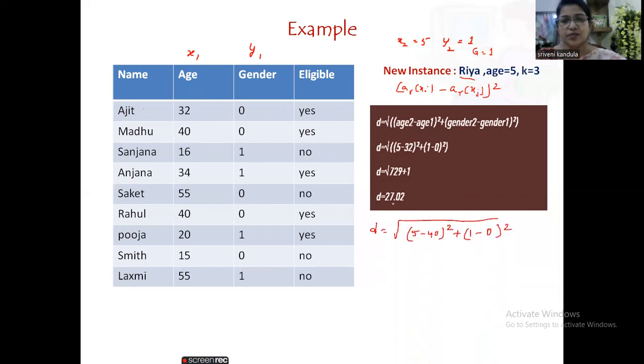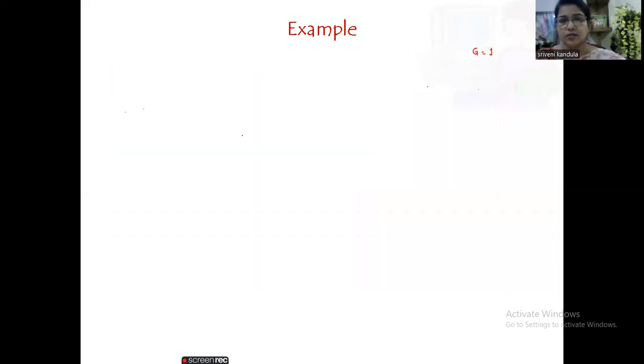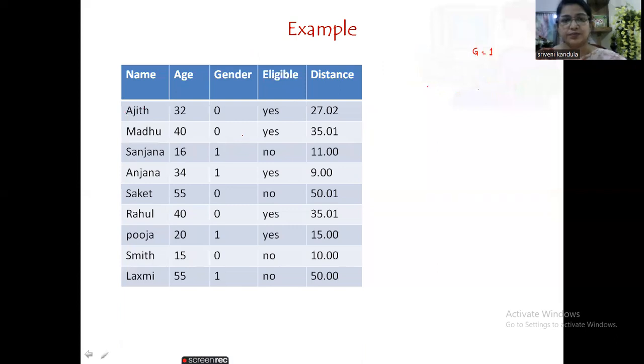Similarly, for the next example, if we compute, it is 5 minus 40 plus 1 minus 0. Similarly, we should calculate for all the others. So these are the distances that we have. And once again, we know that the K value is 3, so only the nearest 3 I should consider. Let's take this value as 1, because this is the first nearest point. Let's take this 10 as 2 and this as 3.